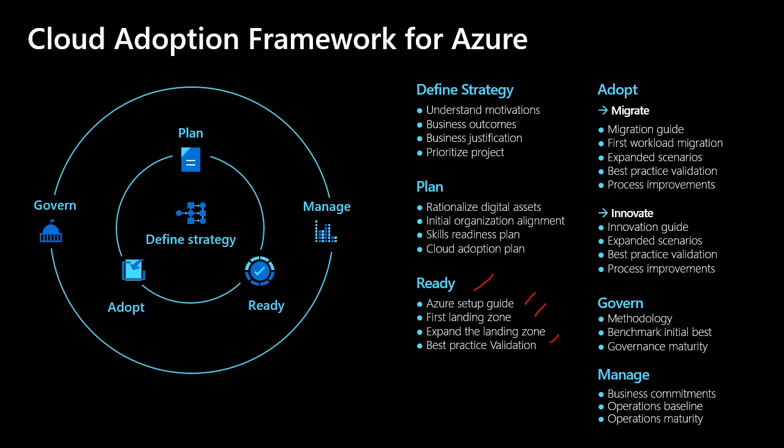Now, when you start adopting the cloud, it's basically split into two categories. You have components that you will migrate, and you will have components that you'll innovate. And for each one, we have published guides for migration and for innovation. What are some of the scenarios? What are the best practices? And what are some of the tips, or what are some of the process improvements that you can introduce?